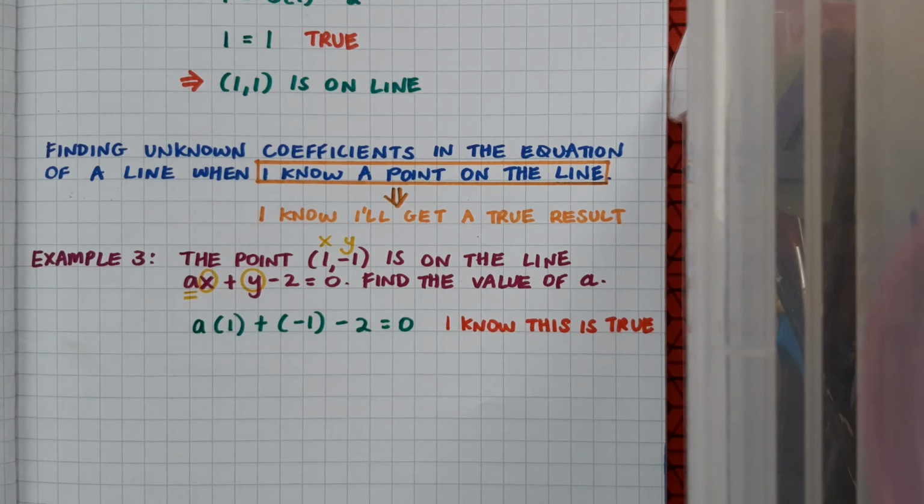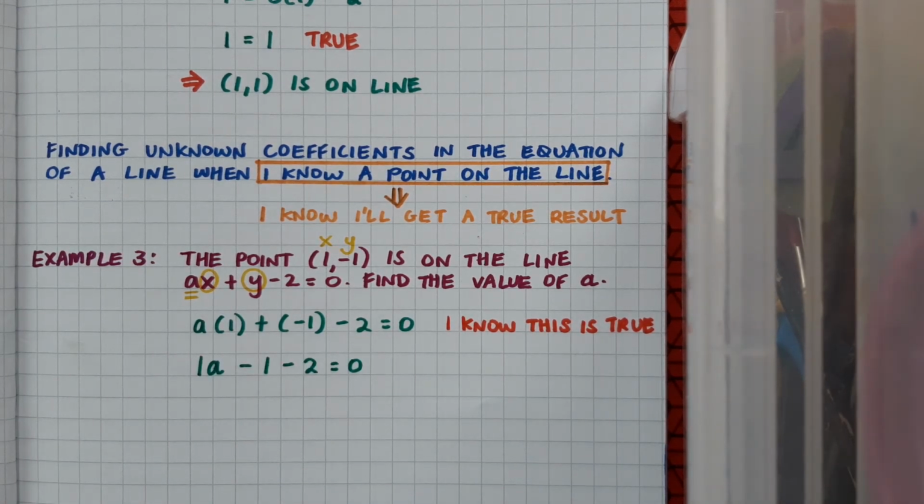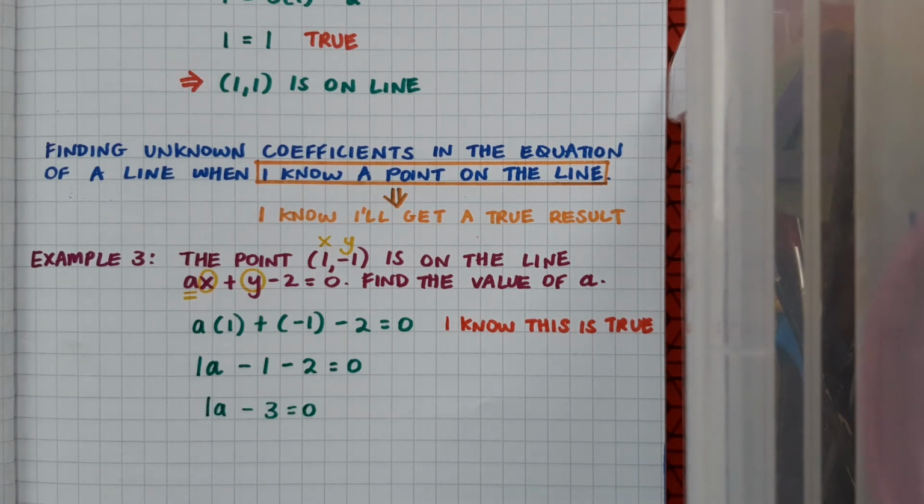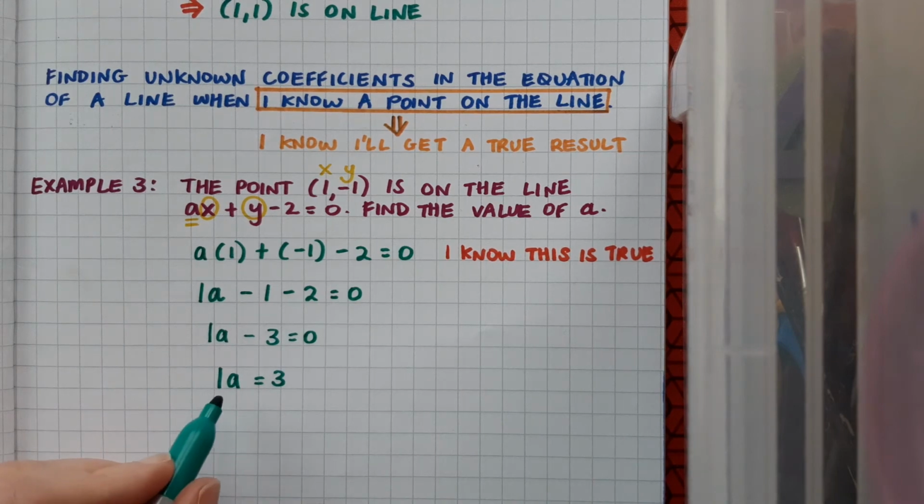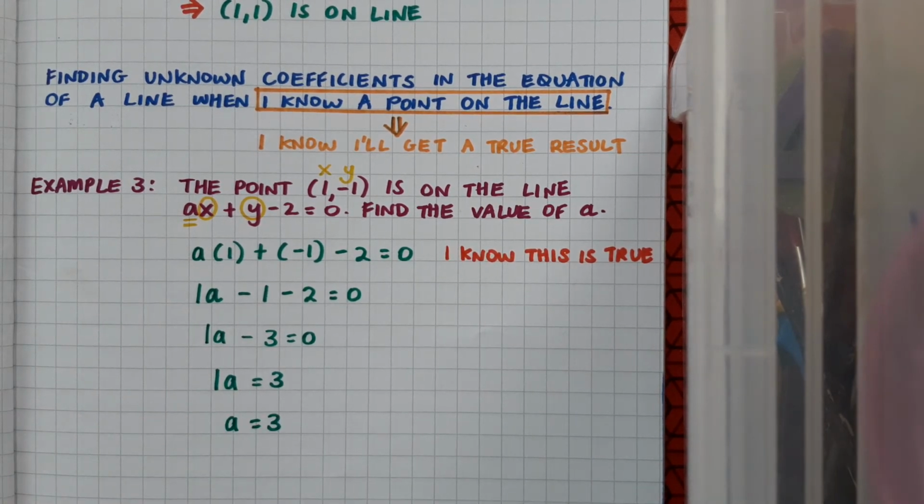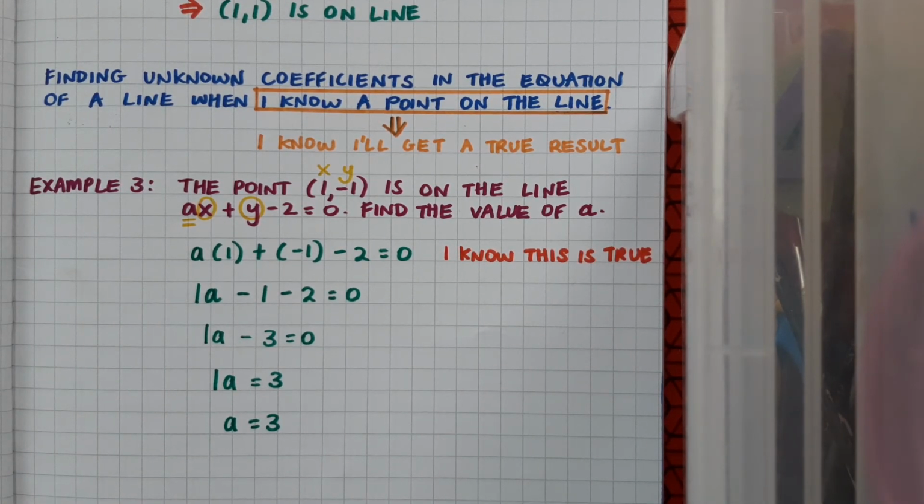So as a result, to find the value of a, all I have to do is tidy this up and solve for a. So how will that look? I'll expand my brackets first of all, and then I'll get the a by itself on the left and the numbers on the right. Since I have like terms, I might actually put those together first of all. So 1a minus 3 equals 0, and then 1a equals 3. And of course, we know that 1a and a are the same thing. So at this stage, I have my solution. a is equal to 3.